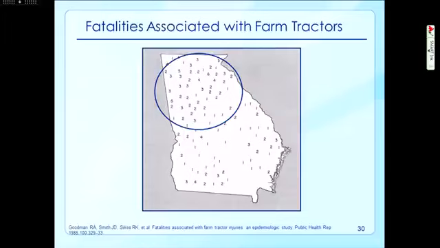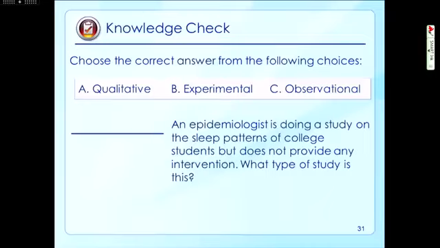So time for another knowledge check. Choose the correct answer from these following three choices. An epidemiologist is doing a study on the sleep patterns of college students, but does not provide any intervention. What type of study is this? The correct answer is C. This is an observational study.